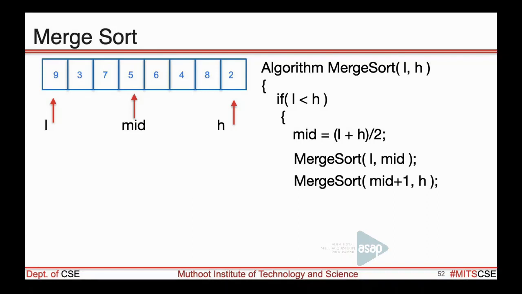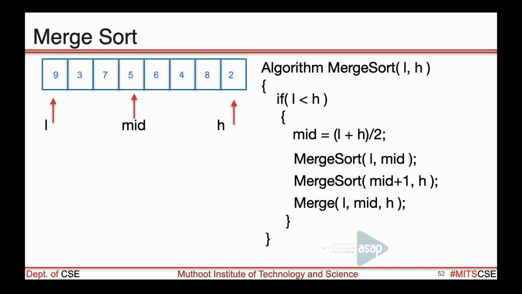After sorting, what should I do? I need to combine or merge it. So merge using the L value, the mid value and the high value. How do you merge? Using the merging function that we have already studied. Using that particular algorithm, we will be merging. So this is the process by which merge sort actually works.